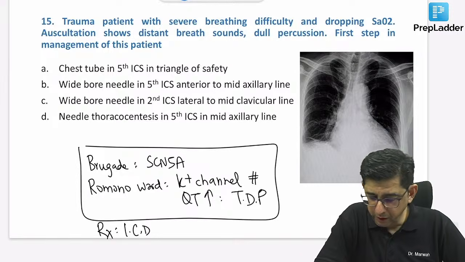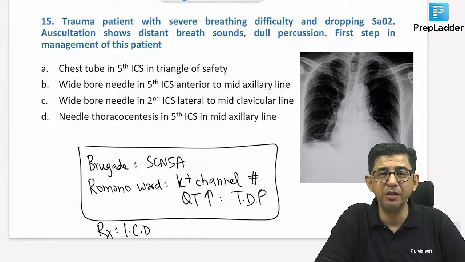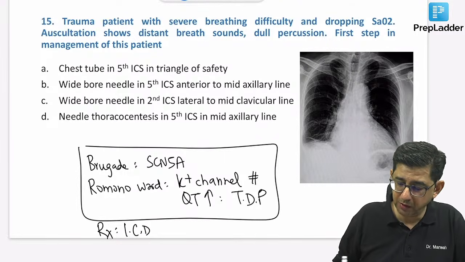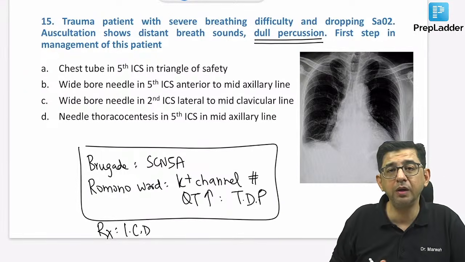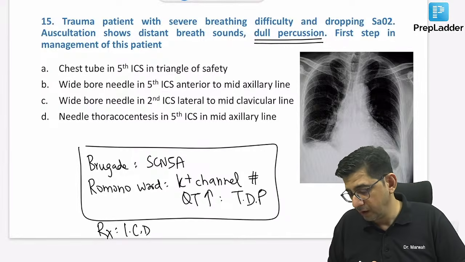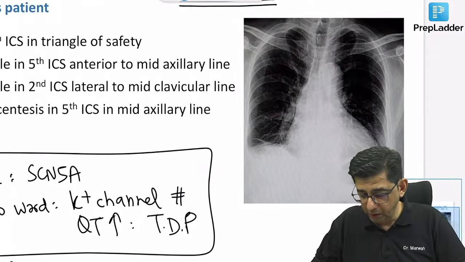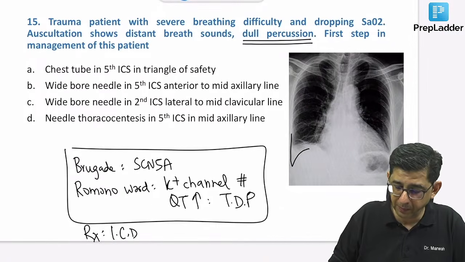Okay, so I'm getting a B in this question. Read the question carefully, guys. Not every question is that of pneumothorax. Read carefully: a trauma patient is having breathing difficulty and auscultation shows dull percussion. Would pneumothorax have dull percussion? In pneumothorax there is hyperresonant percussion. Here, you see, the CP angle is getting blunted. So this guy is having a hemothorax.